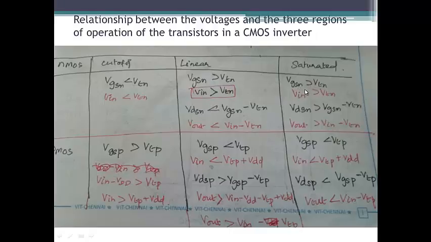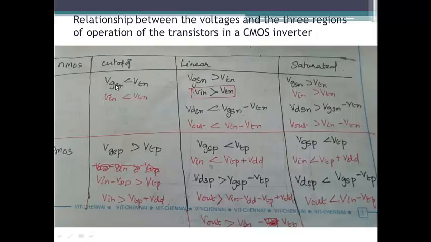The input voltage should be above the threshold voltage, and this condition is reversed: VDSN must be greater than VGS minus VTN. Okay, for the PMOS transistor, it is just the opposite. Wherever you have a greater than sign, you will have a less than sign, and wherever you have a less than sign, you will have a greater than sign in the case of the PMOS transistor.